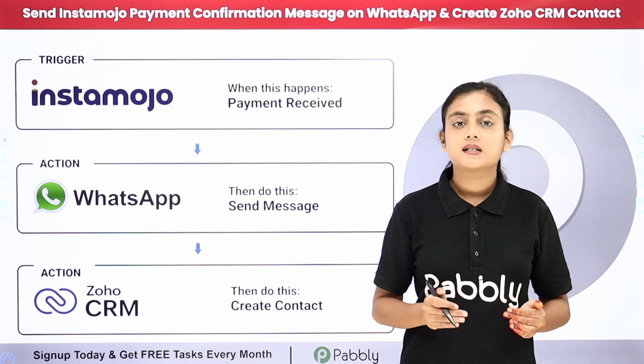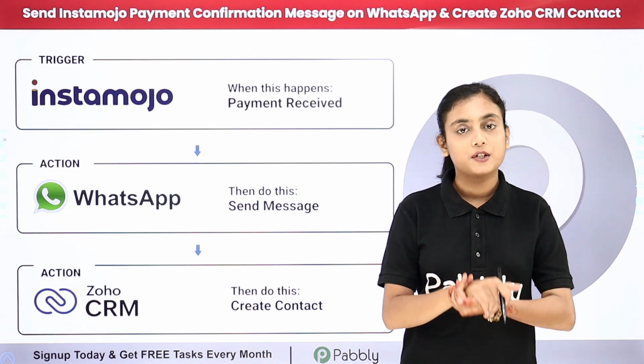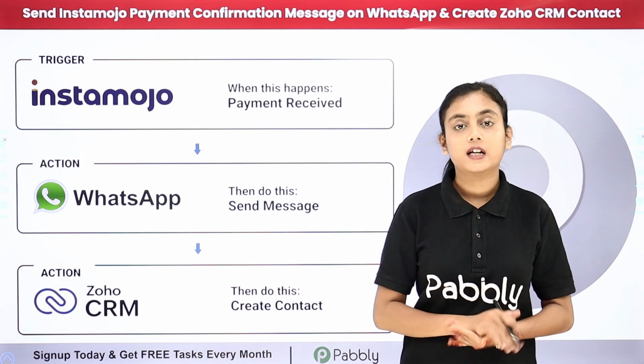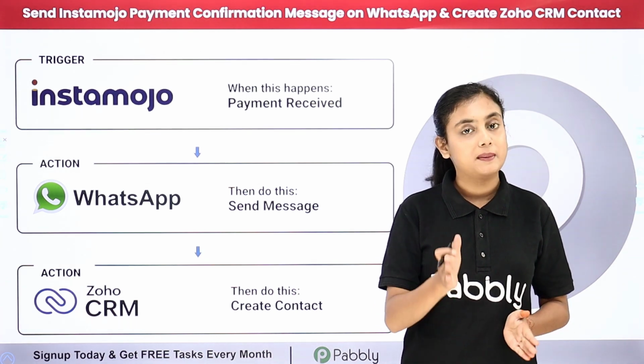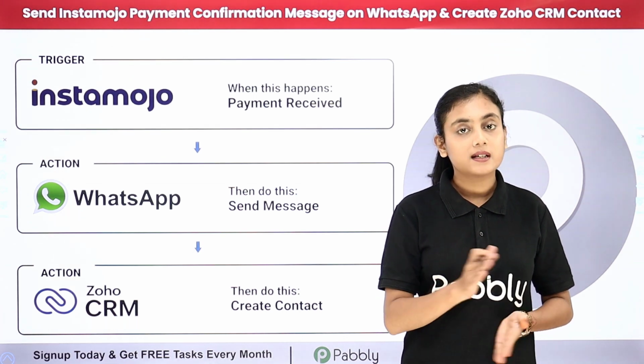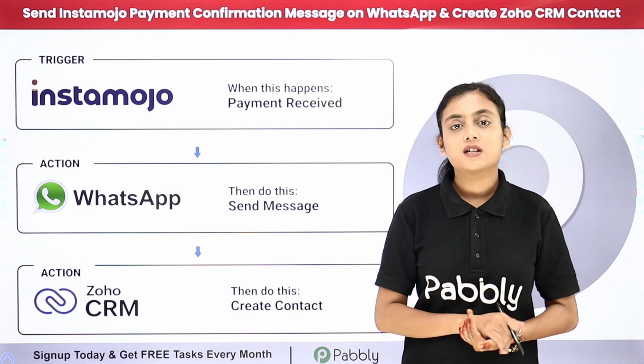So here what I want is that as soon as a payment is done by any of my students while they are purchasing the course, automatically to that student a WhatsApp notification should be forwarded telling them the payment is done. And with that, I want to create a contact of that student in my Zoho CRM. And if I'm going to do this manually, it is going to take me a lot of time.